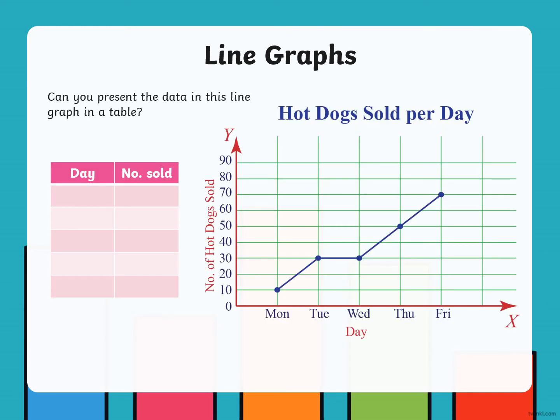Okay, so here's another example of a line graph. We've got the correct labels. We've got the title, hot dogs sold per day. We've got the x and the y-axis labeled. We've got day on the bottom, the x-axis, and the y-axis shows the number of hot dogs sold.